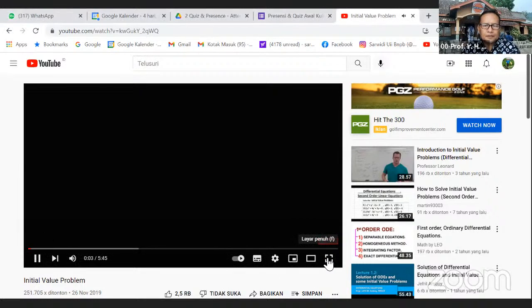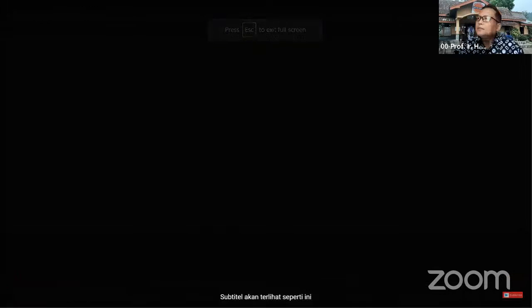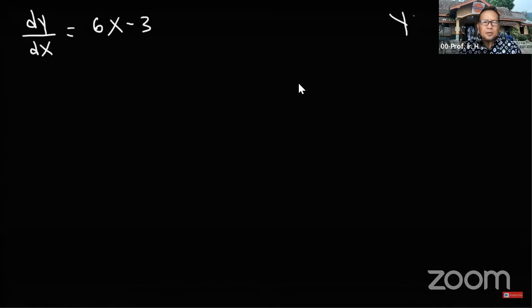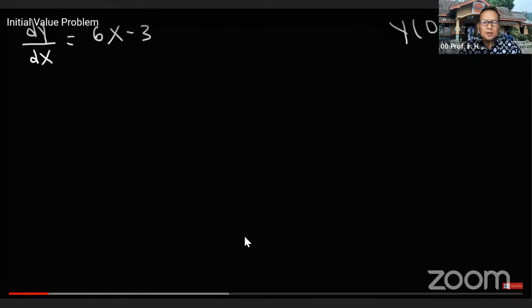Talk about how to solve the initial value problem as it relates to differential equations. So let's start with this example problem. First, let me adjust the size on this. So let's say that dy over dx is equal to 6x minus 3. And we're given the point y of 0 is equal to 4.